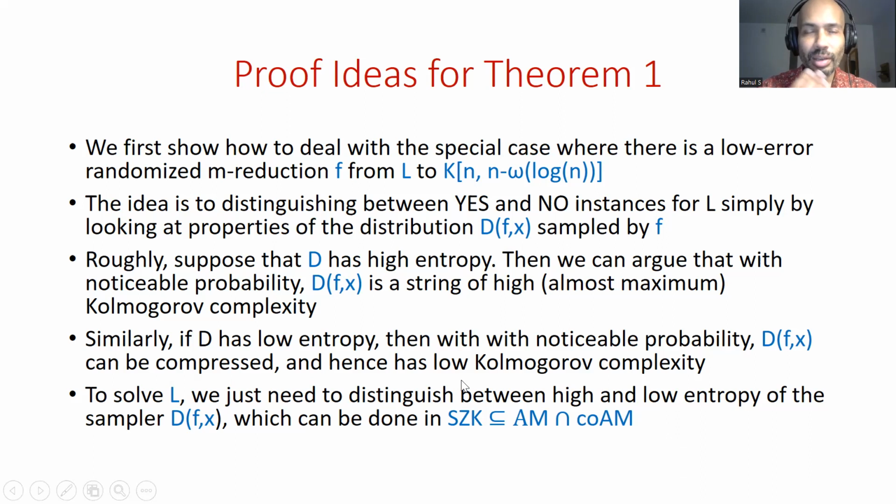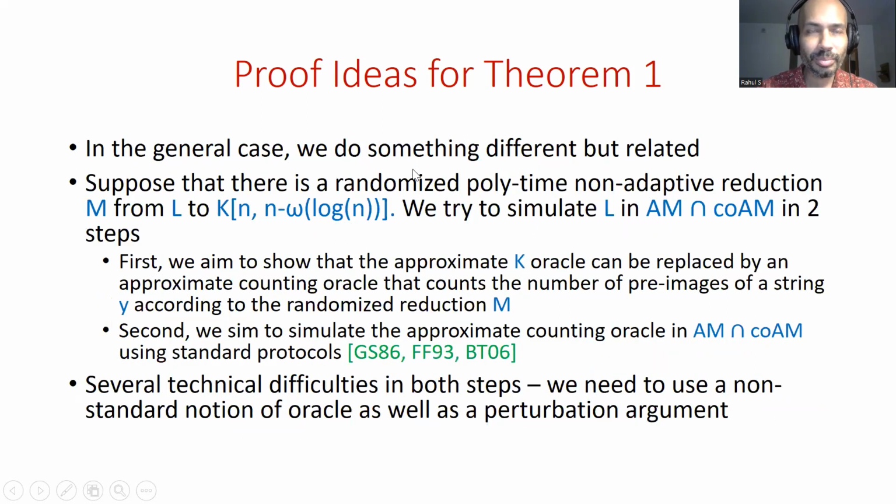So that's a rough argument for a very special case when you have a low error randomized reduction. And it's close to our eventual argument, which is more complex.